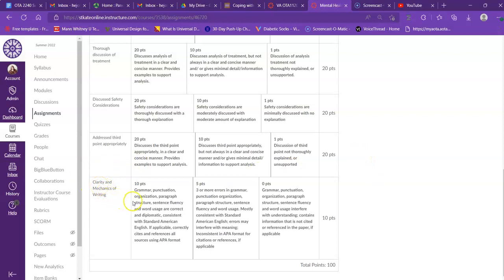Also notice here that the clarity and mechanics of writing and APA formatting is also included, so be sure to pay attention to that as well. If you have any questions or concerns, please feel free to reach out to me and let me know.